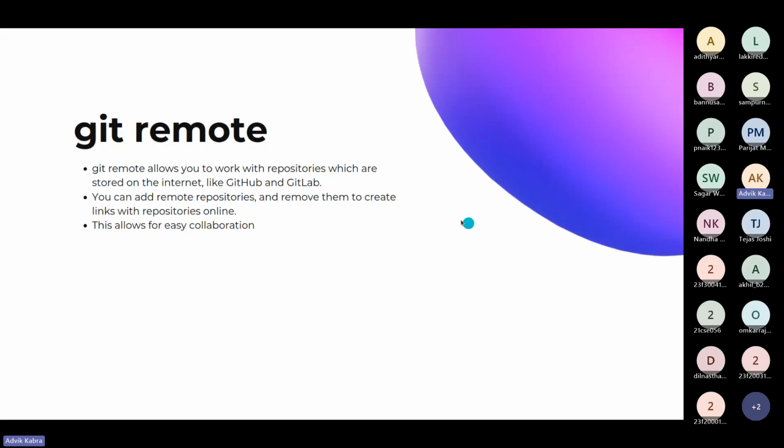Git remote. So these are just a bunch of commands. Like you won't be using git remote as it is, but git remote allows you to work with repositories which are stored on the internet, like GitHub or GitLab. So you can add remote repositories. Like you have a GitHub repository, and you're working on it on your local computer because obviously you don't want to work on it on GitHub, right? So you'll just add a remote. So git remote add, and you'll add that link.